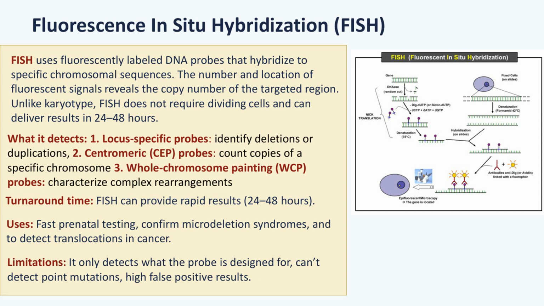This technique is crucial for identifying deletions, duplications, and other chromosomal abnormalities. It provides rapid results, typically within 24 to 48 hours, making it invaluable for prenatal testing and cancer diagnostics. However, FISH is limited to detecting only what it is designed for, which means it might miss some mutations.